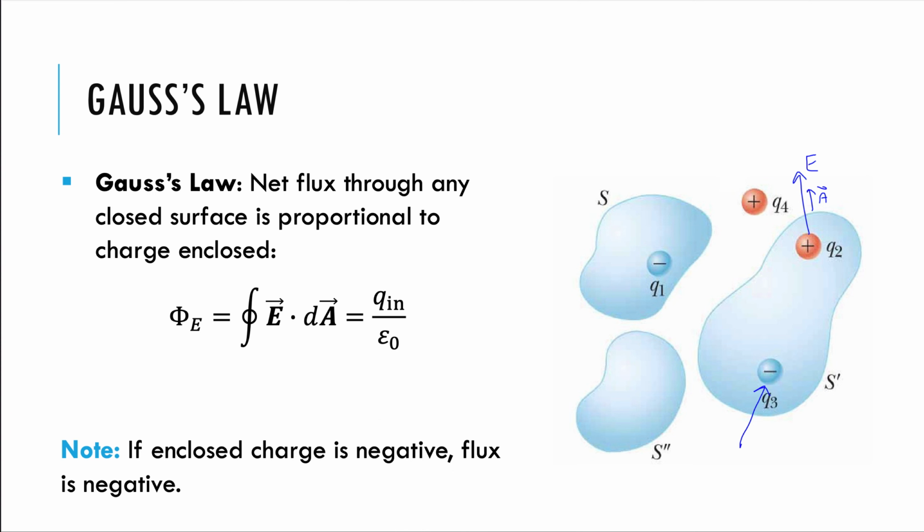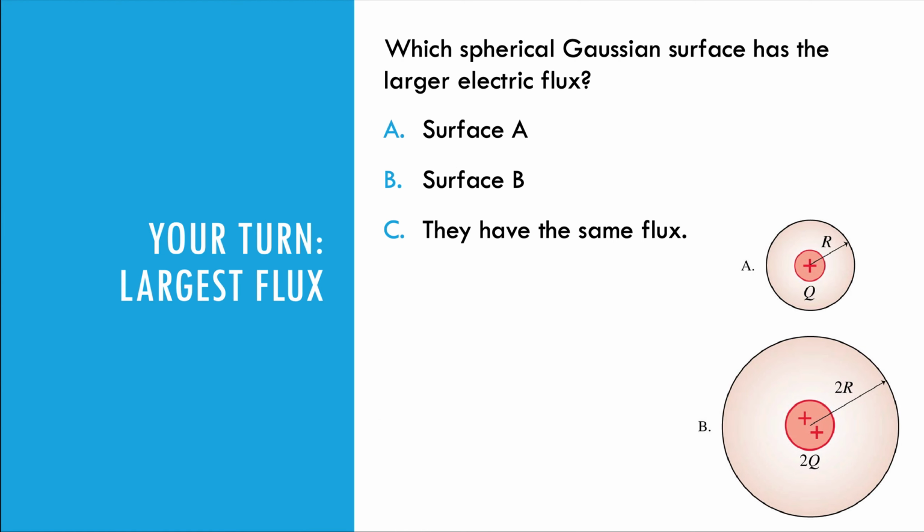Let's do one problem. Your turn here. It says, which spherical Gaussian surface has the larger electric flux? We have a sphere surrounding a point charge, and then we have a sphere with twice the radius surrounding twice the charge. Go ahead and pause the video and think about it. So you may be thinking, well, they're going to have the same flux because this has a larger surface area, and it's somehow going to compensate for having more charge.